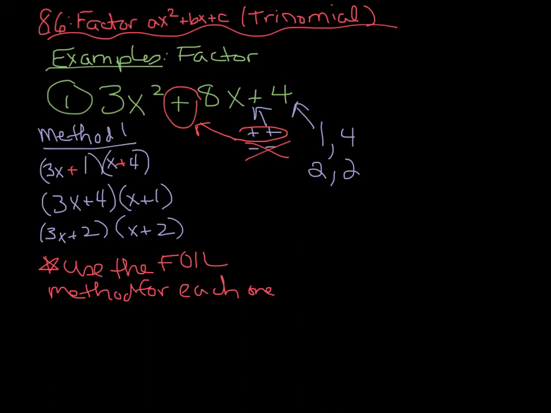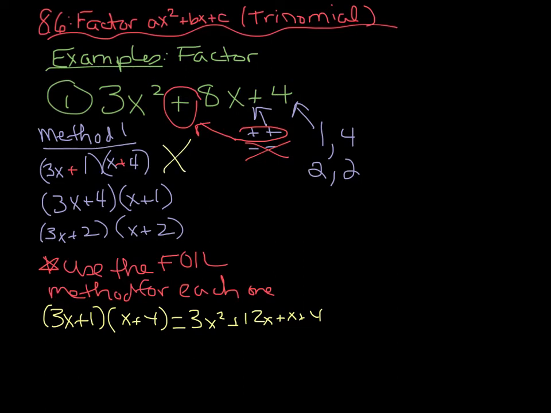So for example, for the first one, if you have 3x plus 1 times x plus 4, you end up getting 3x squared plus 12x plus 1x plus 4. We can already tell that the middle term is going to be 13x, so that first one is not going to work. You will do the same exact thing for the other 2.